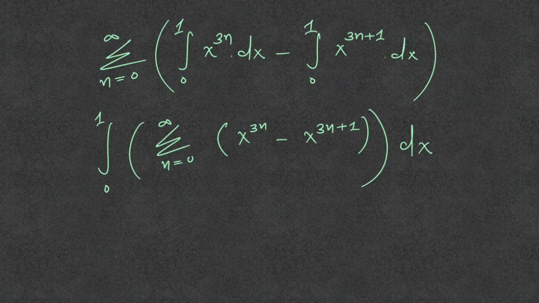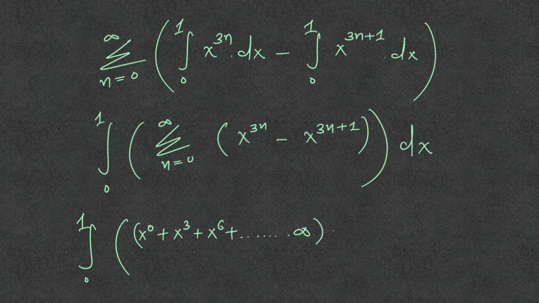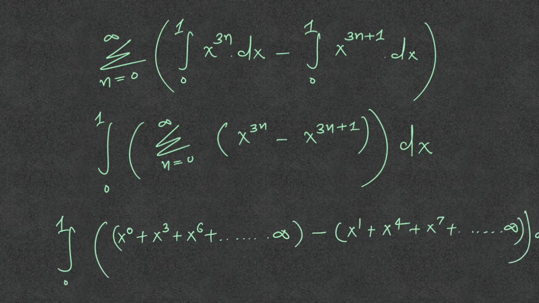Now applying this summation inside the bracket, we get integral 0 to 1 of x to the power 0 plus x to the power 3 plus x to the power 6 plus so on up to infinity, minus x to the power 1 plus x to the power 4 plus x to the power 7 plus so on up to infinity, with respect to x.